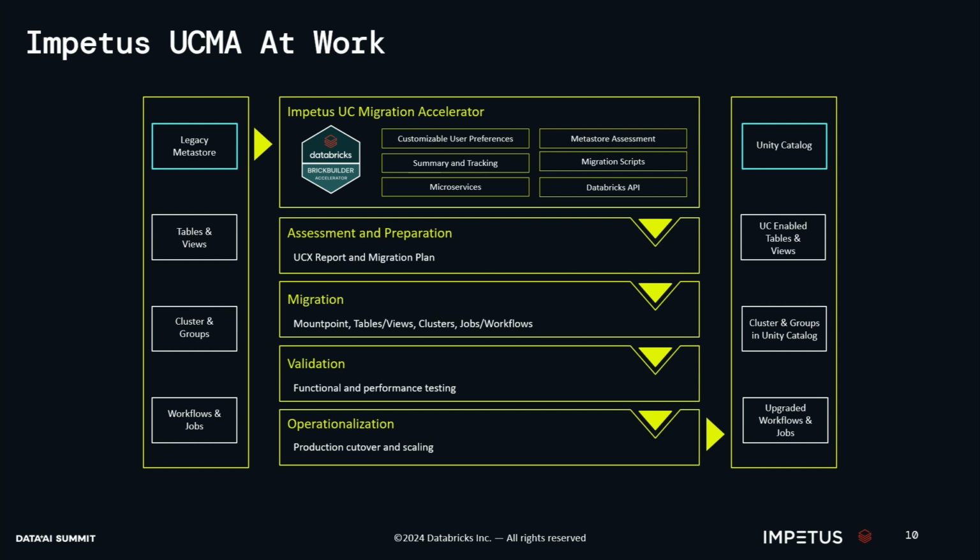Finally, the operationalization, that is, now that you have your other workspace, which is Unity Catalog enabled, ready, when do you do the cutover and how do we do the cutover? And that's what the module with regards to operationalization handles. So this is a simple high-level view. Now, what is happening under the hood is what I'm going to talk about in the next slide. So let's look at that, right?